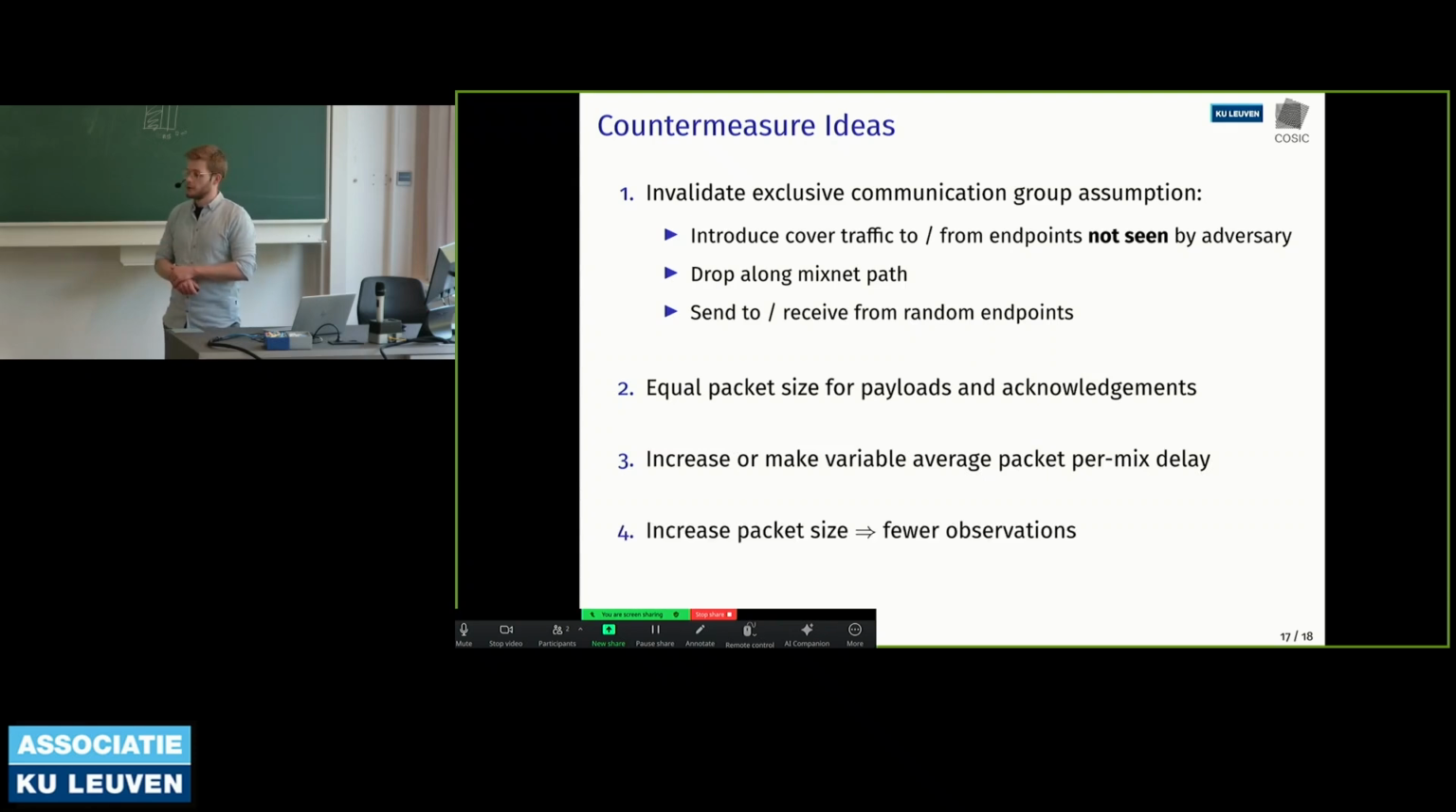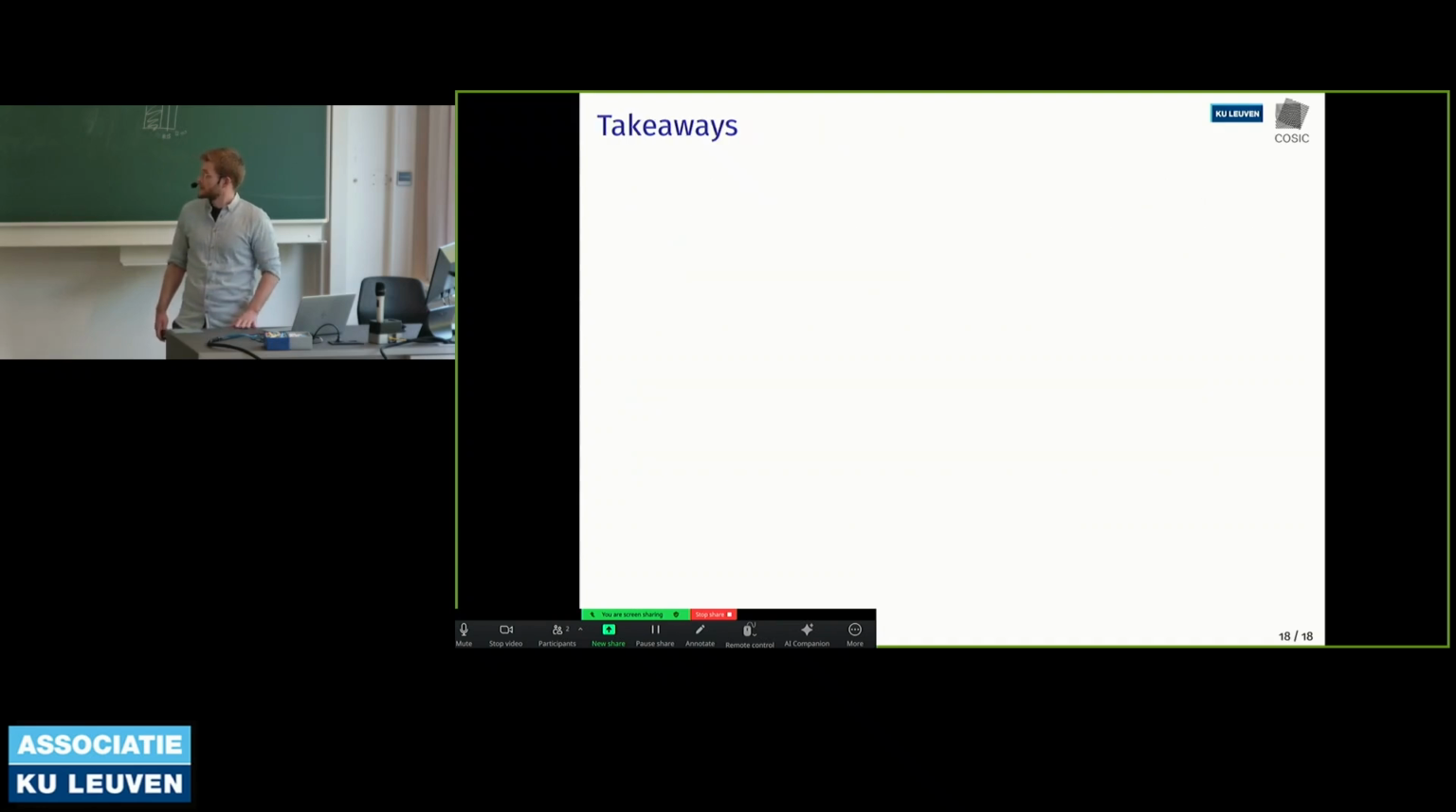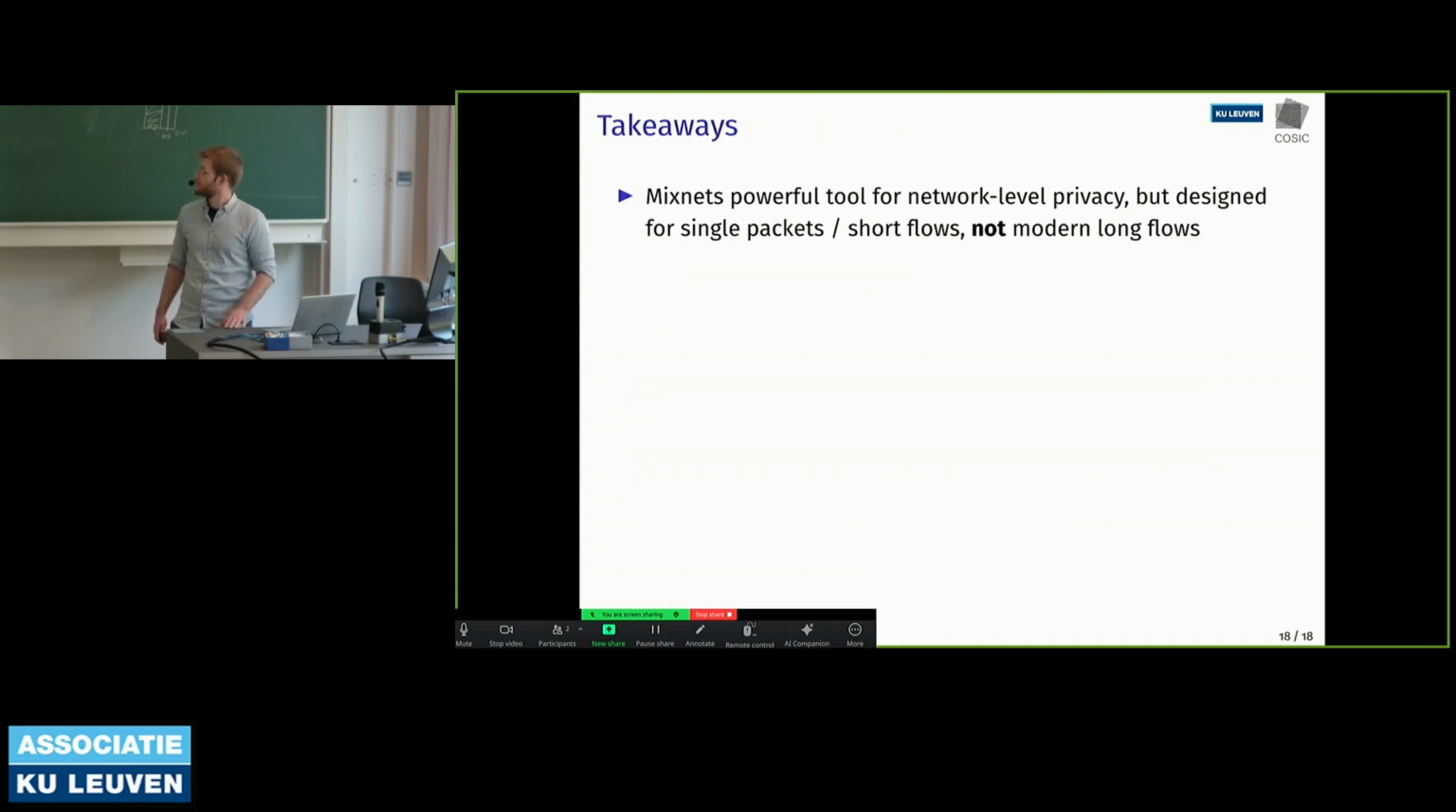And finally, if you increase the size that each packet had, so more data was sent in one packet, you would reduce the number of observations, which, as we showed, of course, leads to, if you have more observations, you're better performing in the attack, right? So another countermeasure is to increase the packet size. These are the countermeasure ideas. Let's go to takeaways.